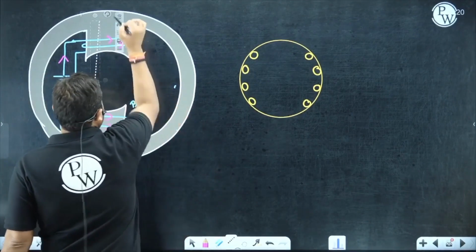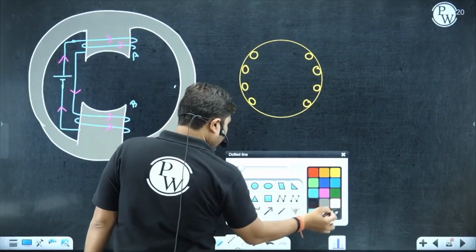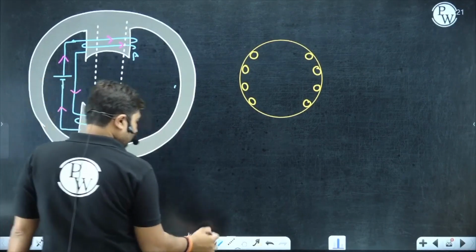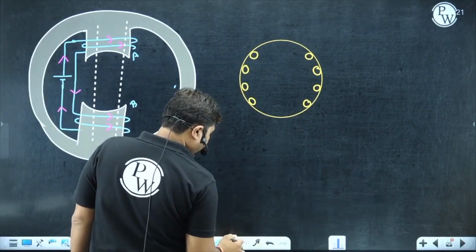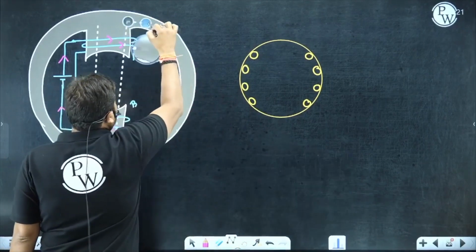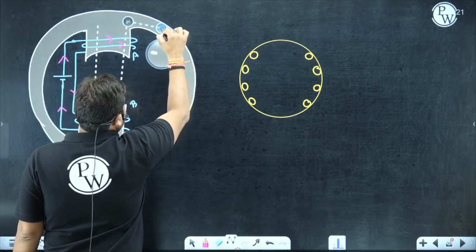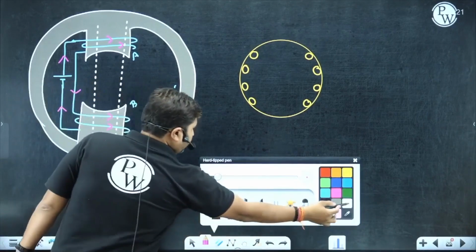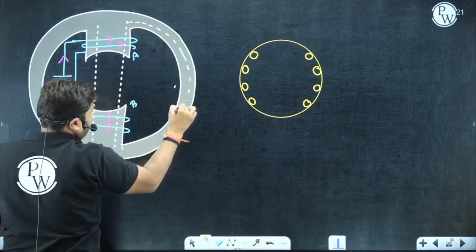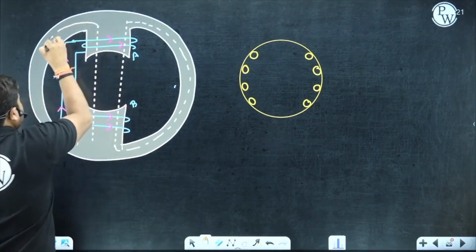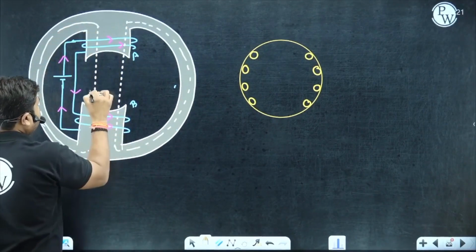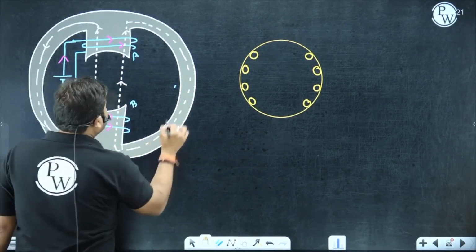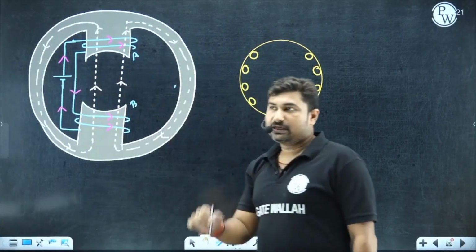Magnetic line of forces are going to complete their path in this way. If I am going to show the entire magnetic line of forces by two magnetic line of forces, they are going to complete their path in this way. Now please tell me which one is north and which one is south.